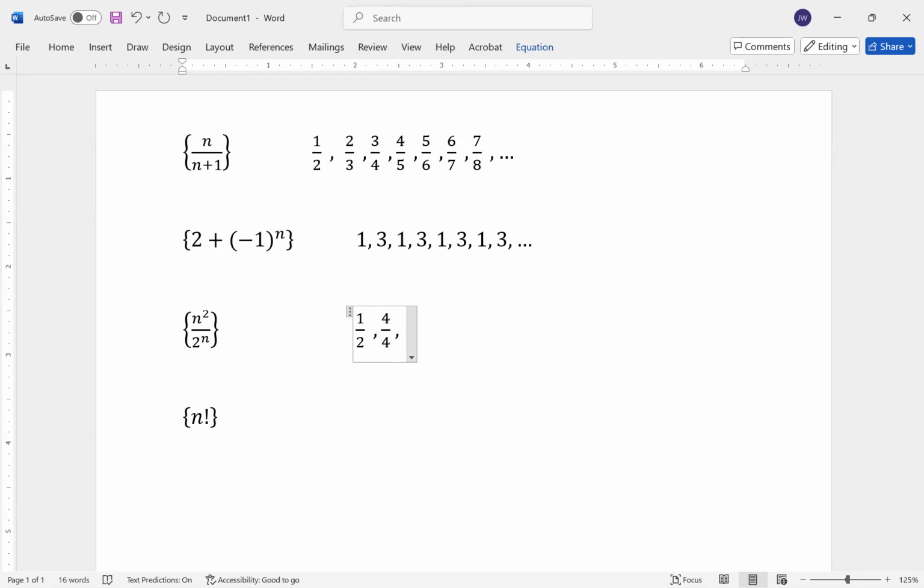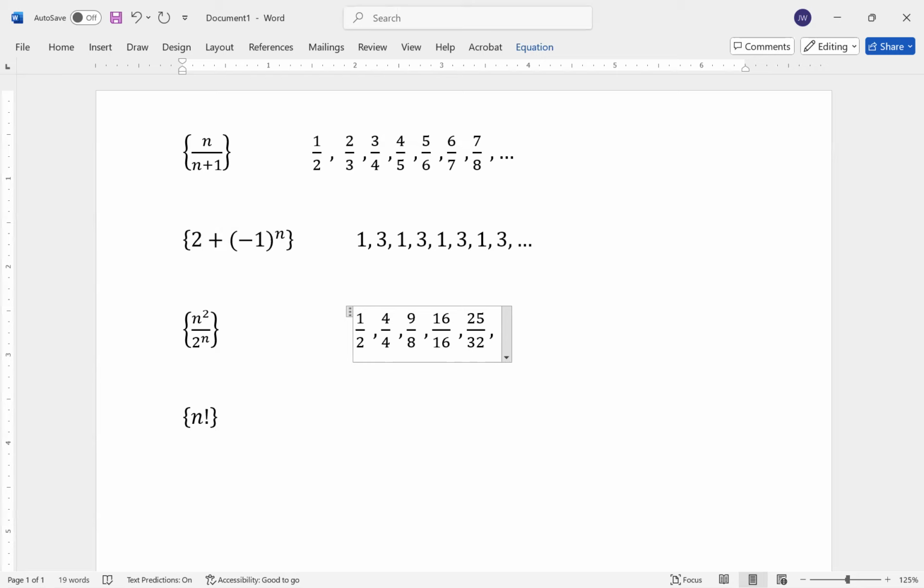When I plug in 3, I get 3 squared. 2 to the third power is 8. Then I'll plug in 4. 4 squared is 16. Also, 2 to the fourth is 16. So I end up with 16 over 16, which is again 1 if I wanted to simplify that. I don't want to right now. When I plug in a 5, I end up getting 25 over 32. That's 5 squared over 2 to the fifth power.